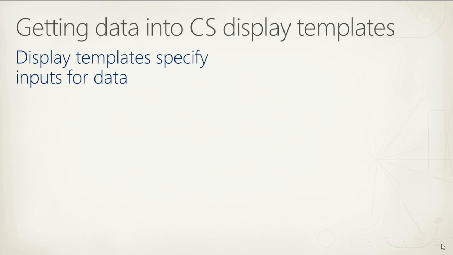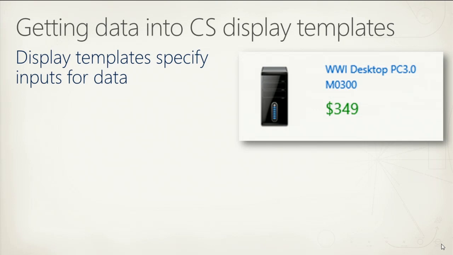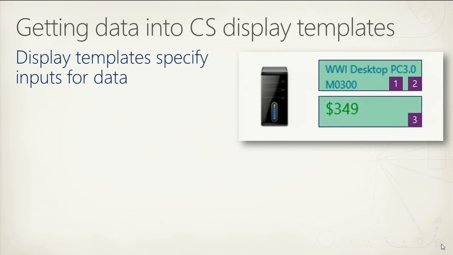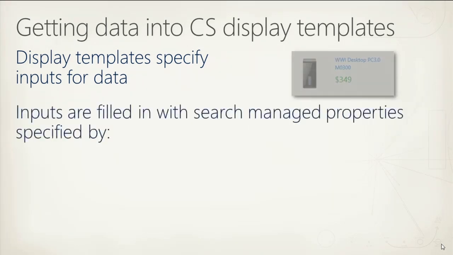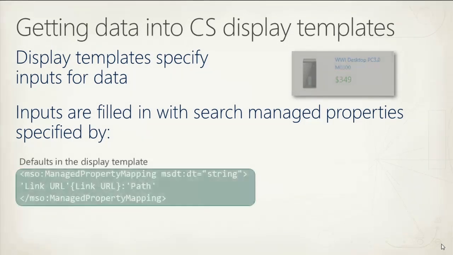Display templates, in particular the item template, specify the inputs for the data. If we think about the item template we were looking at, you could see we had the title and the URL that title links to. The price was another one of those inputs, and even the thumbnail that's on the page was an input that is defined in our template and that we can control. To wire those up, the search managed properties are the thing that we use to get the data in. And we can specify them 2 ways.